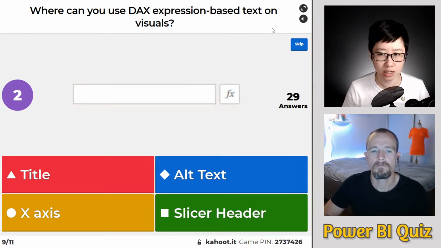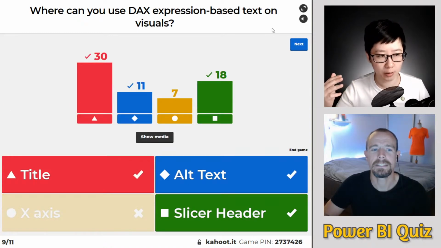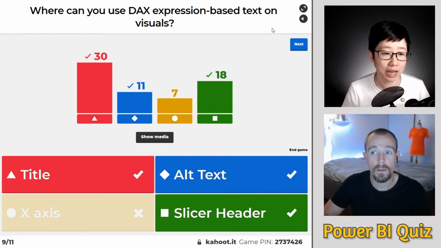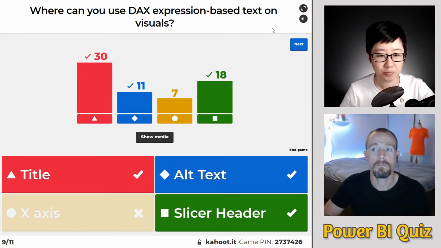The alternate text, the alt text, is for the people who use that audio tool to play it out for you to hear; it will read it out. Okay, and you can see yes, all right. Title, alt text, and slicer header, you can use it. Only the x-axis, you can't find this anywhere in the formatting of the x-axis in Power BI. No, at least not yet. It might come. Not yet.